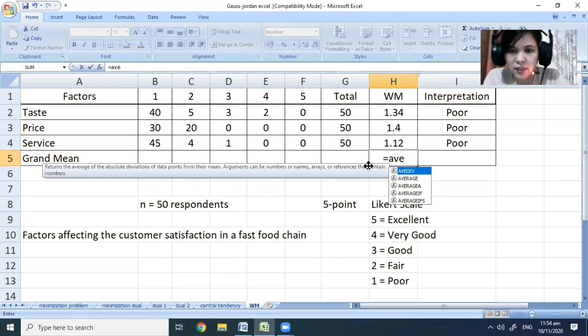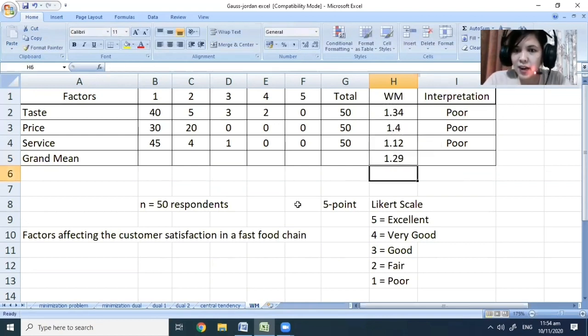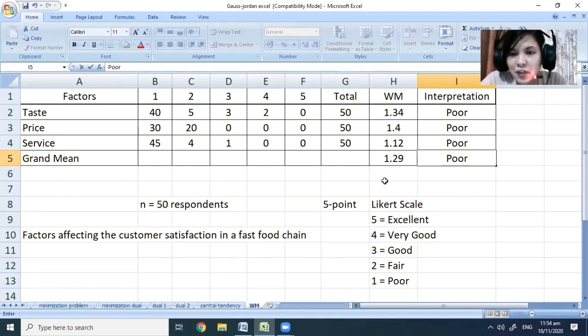So, click, type average, then drag all the values. That's the grand mean. So, as you interpret again, the interpretation is poor. That's it. That's how you use weighted mean in a research paper. More likely, this is being used in college papers for descriptive purposes, if you want to just describe your data. So, ito yung ginagamit.